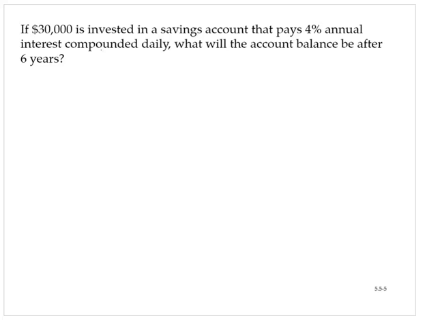If $30,000 is invested in a savings account that pays 4% annual interest compounded daily, what will be the account balance after 6 years?